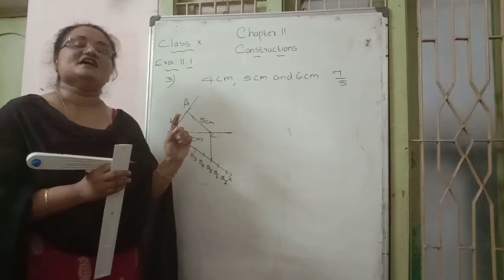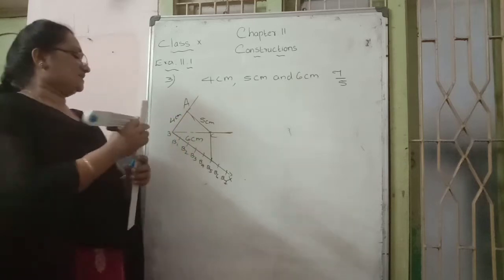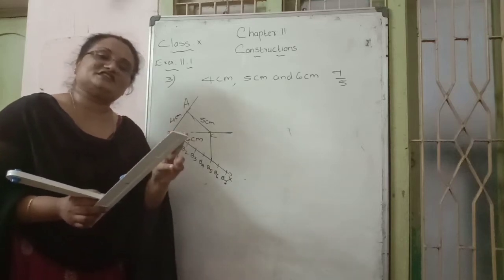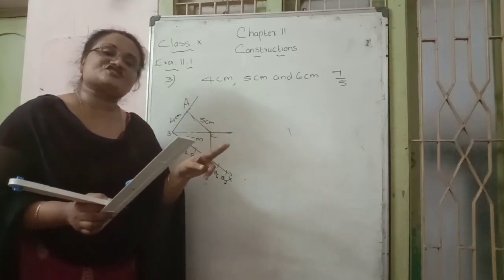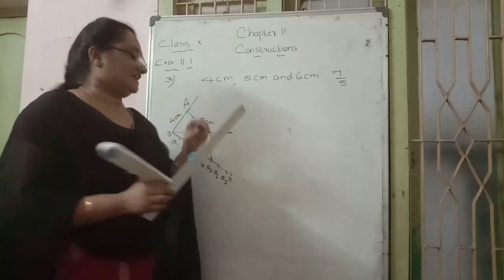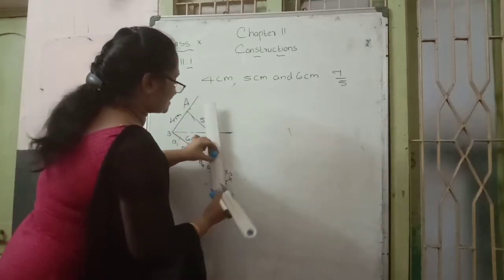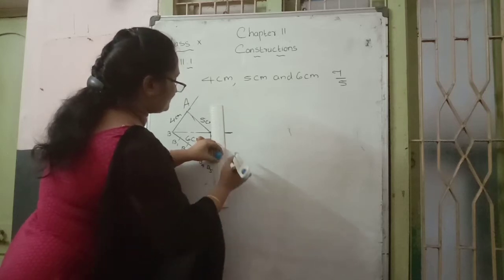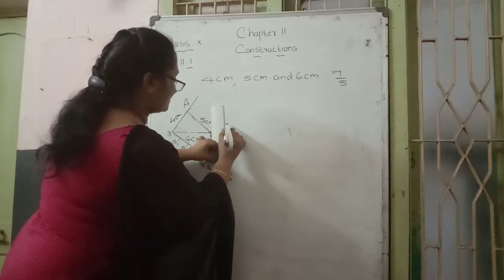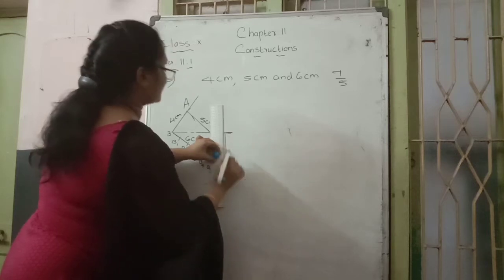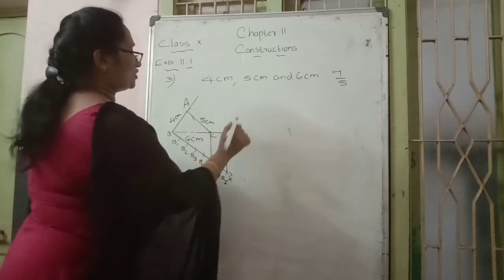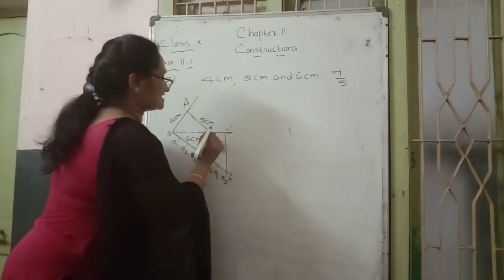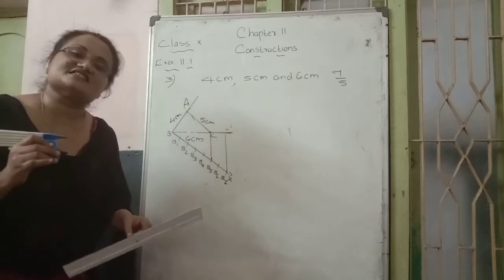How to draw the parallel line? We already learned 2 methods: the direct method, or the arc construction method. Any method. Direct method means just adjust your scale from B7 and draw a parallel line until it cuts the line. That cutting point, mark with an alphabet. Here, mark this point as C dash.